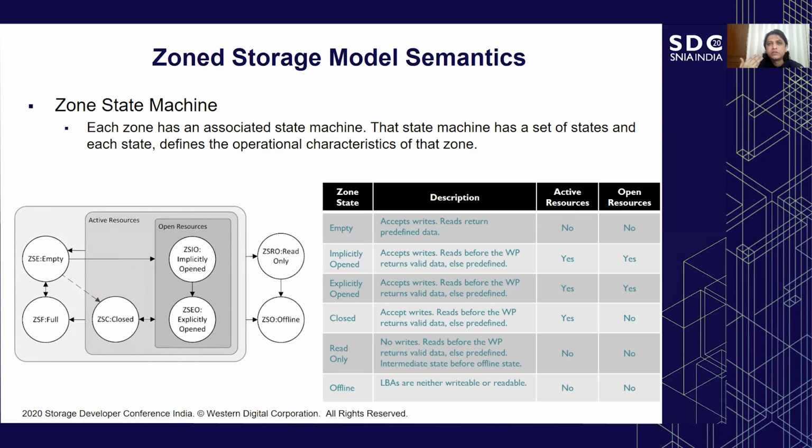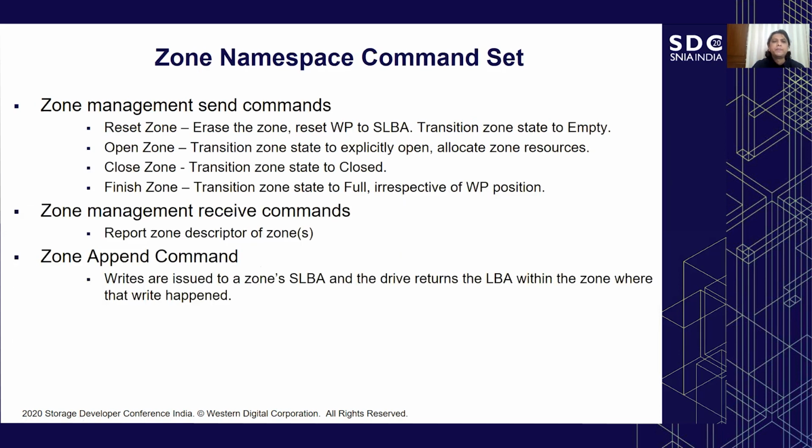However, we can issue a command to make it transition to the full state, even if it is physically not totally filled up. And zone offline is a state that indicates something is wrong with the zone, or that it is basically unable to service IOs. These are the different zone states.